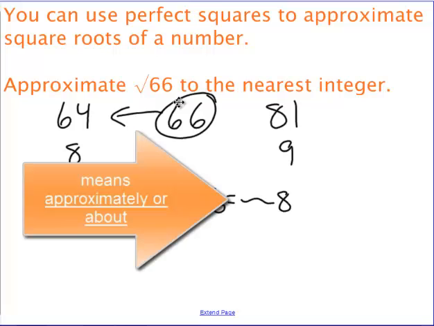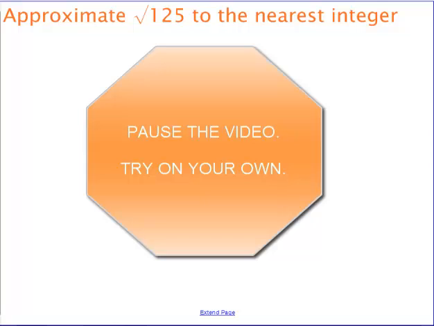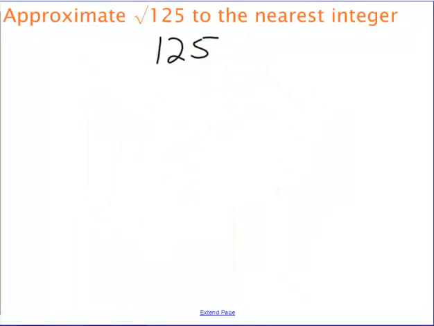I'll give you another example of that. I approximate the square root of 125 to the nearest integer. Copy it down, pause it, try it on your own. Then think to myself, all right, I'm looking at 125 and I need perfect squares above and below. Below 125, the perfect square would be 121. That's 11 squared. And when I see 125 then above, 12 squared gives me 144.